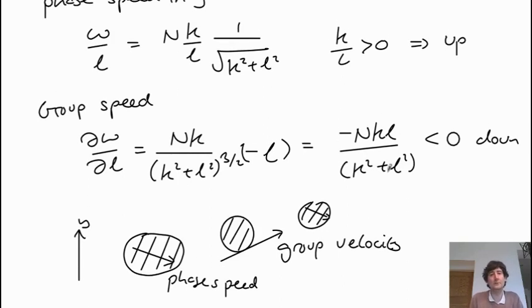So this is an unusual example of a wave dispersion relation where you have velocities in opposite directions. But this has important applications in atmospheric and oceanic physics, and some of these kinds of behaviors occur in plasmas too.